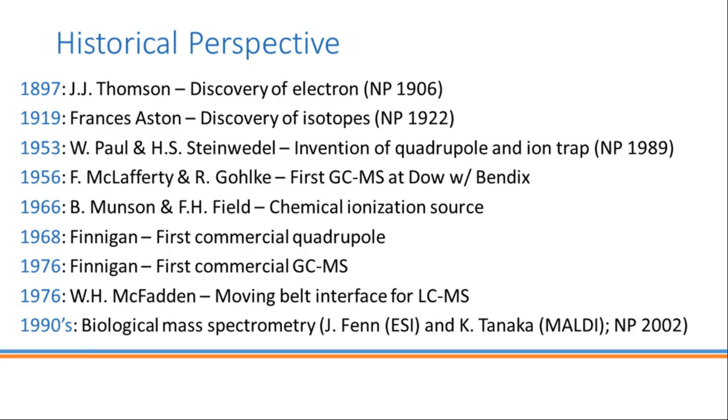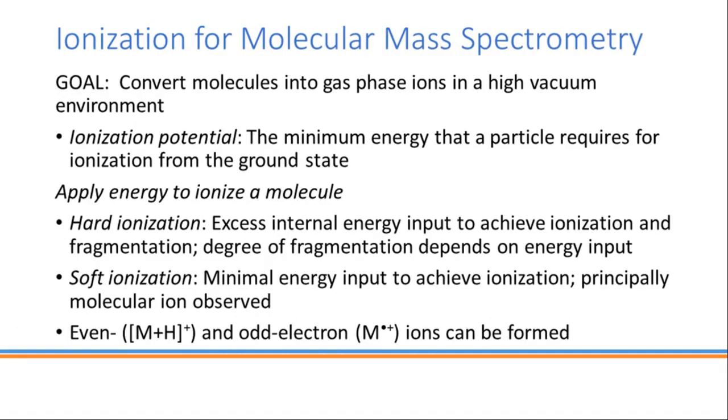So what we want to do here is convert molecules into gas phase ions in a high vacuum environment. And to do that, we have to apply enough energy to get these molecules over an ionization potential, that minimum energy that they require to become ionized. So we apply energy, and we can do that in many different ways.